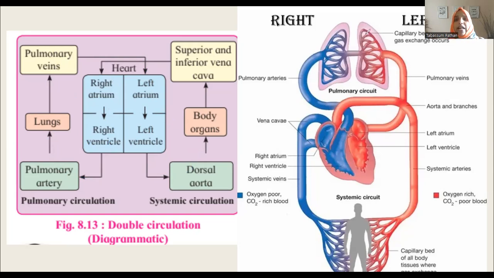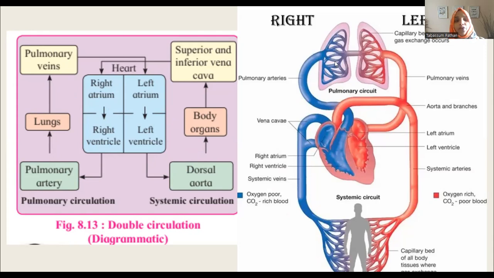So that is how single circulation and double circulation is. The closed circulatory system can be divided into two types, single and double. Double, we need to focus more on the double. You need to know the double circulation in detail.